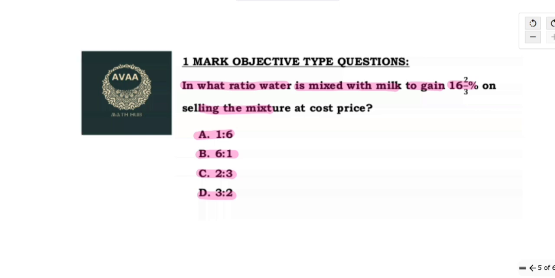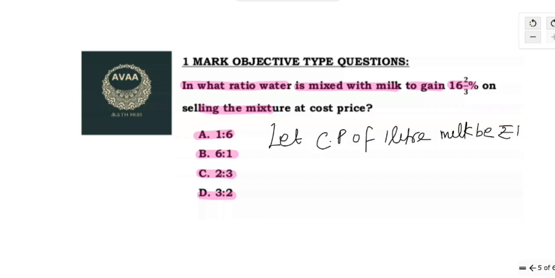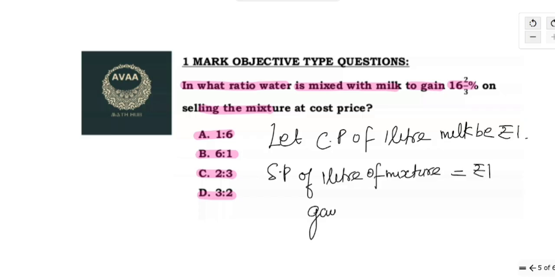So as usual, let the cost price of 1 liter of milk be 1 rupee. The selling price of 1 liter of mixture is again 1 rupee, that's the assumption. Gain, that has been given here: 16 times 3 is 48, 48 plus 2 is how much? 50. So 50 over 3 percent.